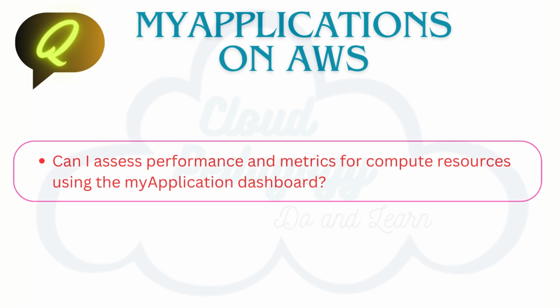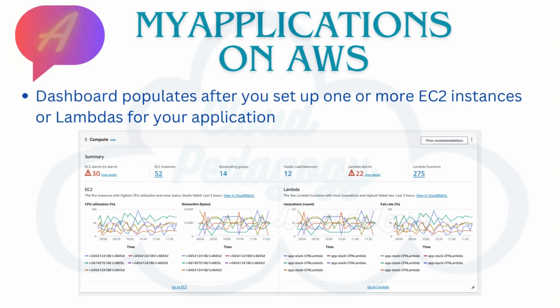Next, can I access performance and metrics for compute resources using the myApplications dashboard? The Compute widget on the myApplications dashboard populates after you set up one or more EC2 instances or Lambdas for your application. You can track CPU utilization and network traffic for EC2 instances, and Lambda invocations and failure rates and associated alarms as well.